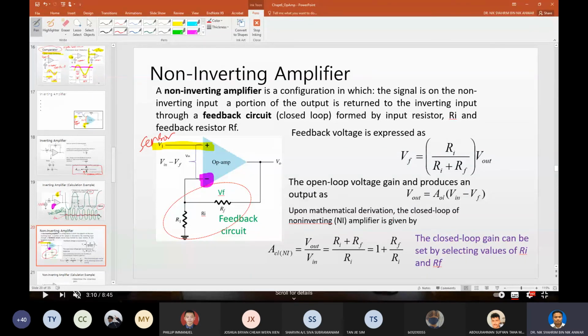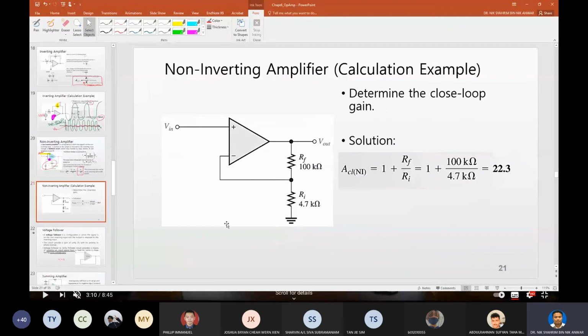This time the gain is determined by this formula here, 1 plus Rf over Ri. So you see here there is no longer a negative sign there. So let's take a look at one example.